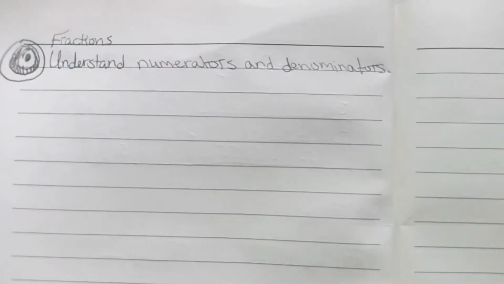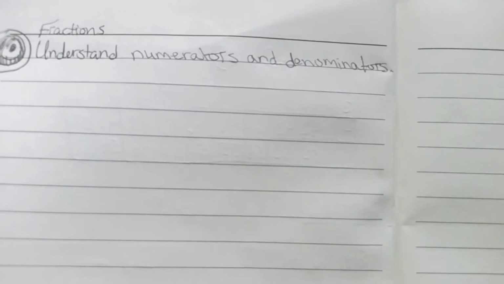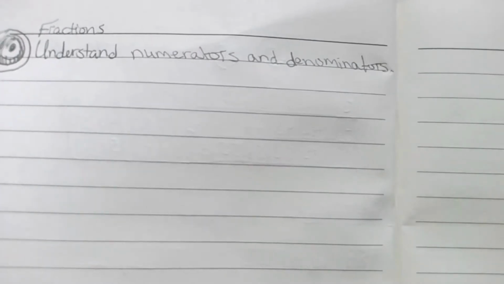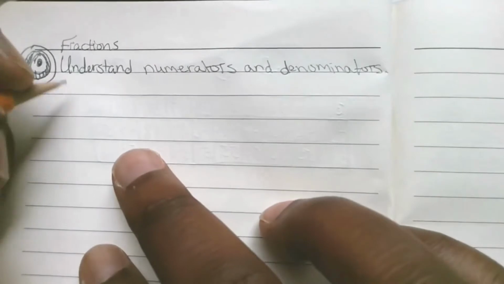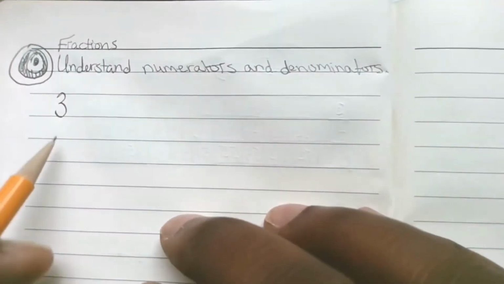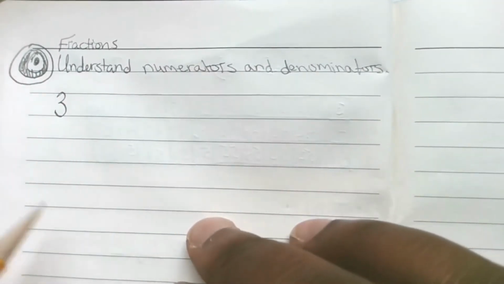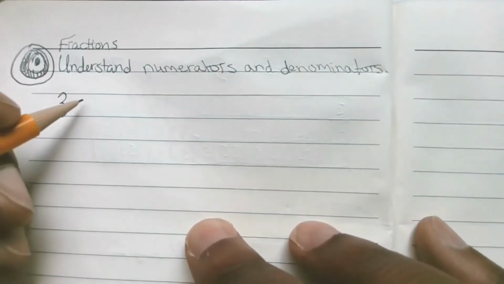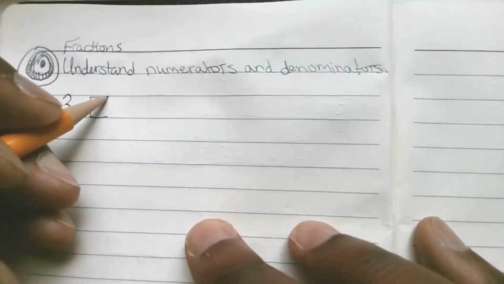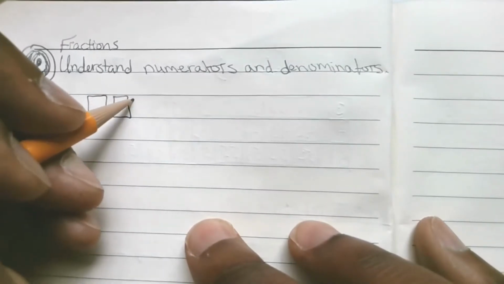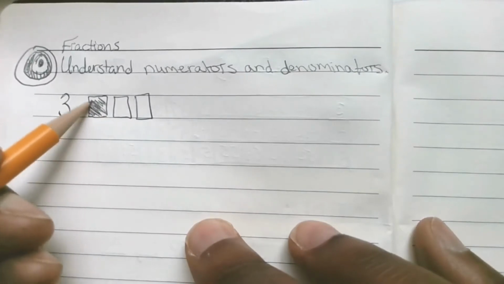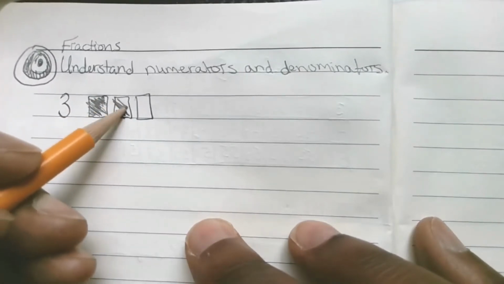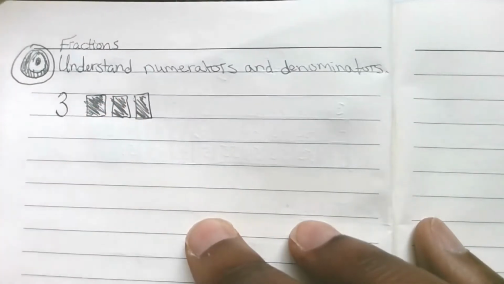A fraction is a number, right? But it represents the parts of a whole. So looking at this number here, if I were to say the number 3, that would be 3 whole numbers. That's going to be 3 wholes. So if I were to do a visual of it, using these flats of squares, I would say this is 1, this is 2, and this is 3, right?